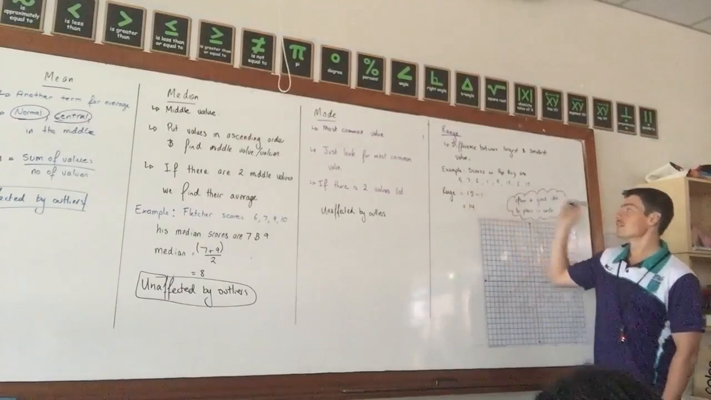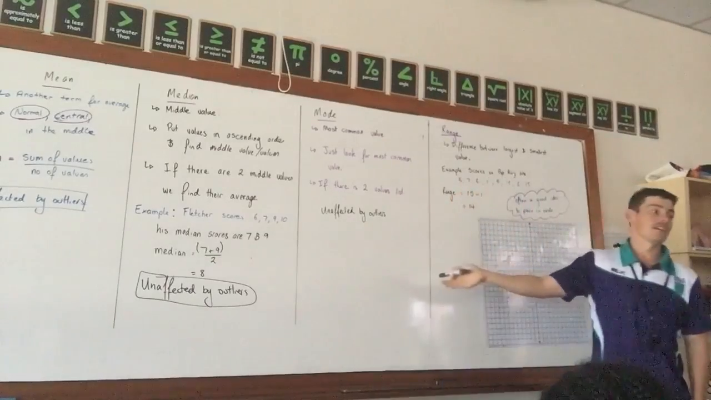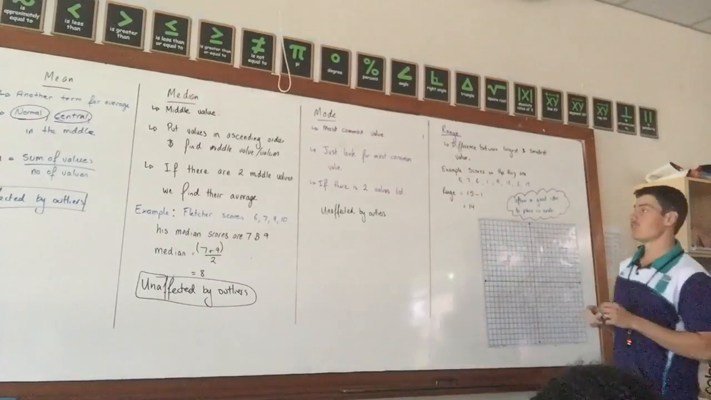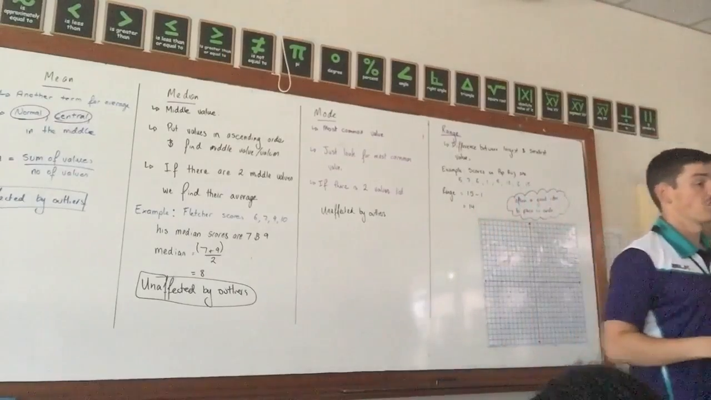We're going to look at range now, and we're going to use the same data set I've got here to have a look at our mode. Now for mode, you do not need to order your data. You can just look at your data and circle how many times you see a certain number.